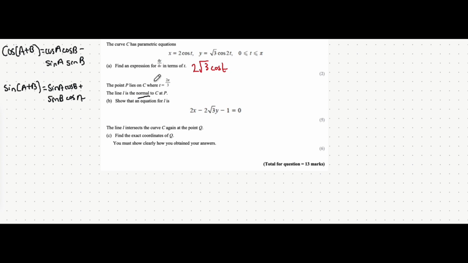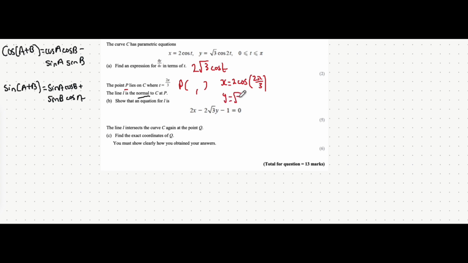It says the point P lies where t is equal to 2 pi over 3. Now, I think it's going to help straight off the bat if you find the x and y coordinates of point P. You can do that because we know an equation that links x and y to t. It's just this equation here. Remembering to put your calculator in radians mode, you can just put 2 cos of that t value there, 2 pi thirds. And do a similar thing for y.